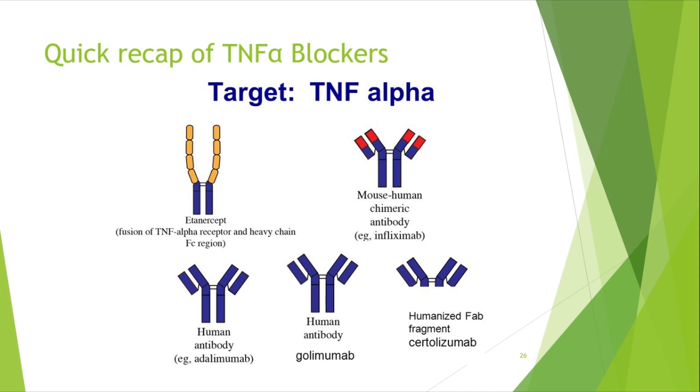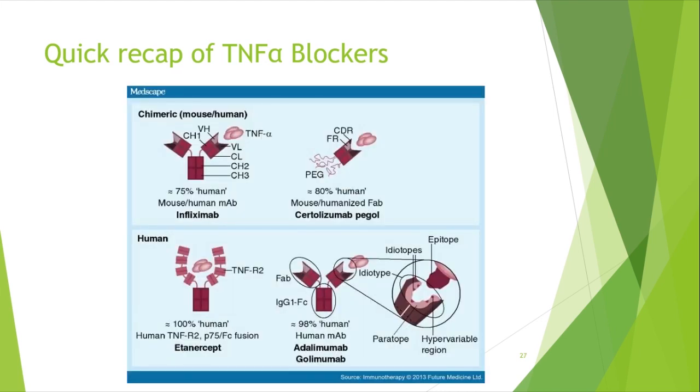All right, quick recap of the TNF alpha blockers, which we talked about extensively in psoriasis. Quick recap again: the chimeric or non-chimeric type of antibody, and this also shows you the pegylation and epitope binding. So all these things you should be very familiar with already.